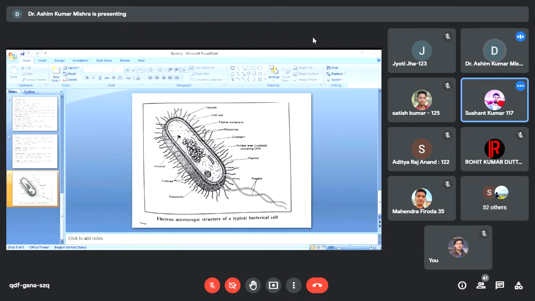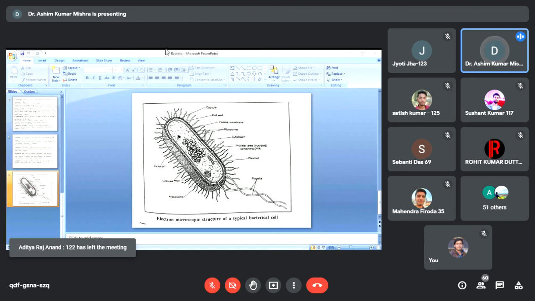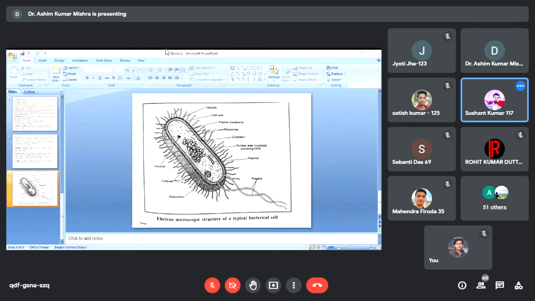You crush the leaves also under liquid nitrogen. You have to crush it under liquid nitrogen. Then you can extract the DNA. Anyway. Which school did you study in? Sir, Jawahar, Pune.